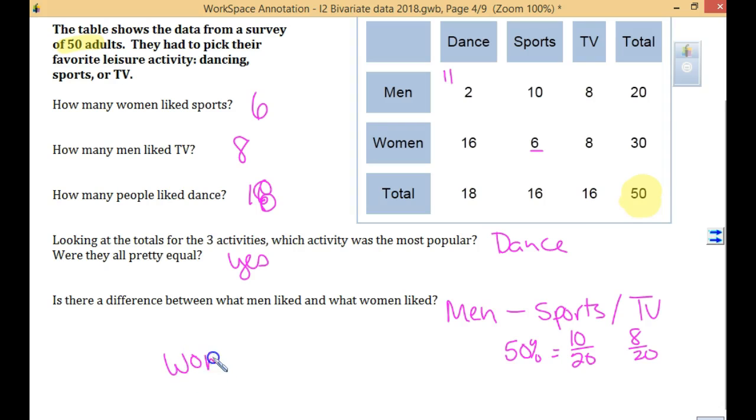Whereas for the women, their overwhelmingly favorite activity, if we look at the 16, 6, and 8, should have been 16 out of 30. 16 out of 30 is what percentage of the women? And if you don't have a calculator, please grab one. About 53%. We knew 10 out of 20 was 50%. 8 out of 20 was what percent? 40%. Okay. So between the sports and TV, the men chose 40 and 50%, whereas women were overall at the 53% chose dance.